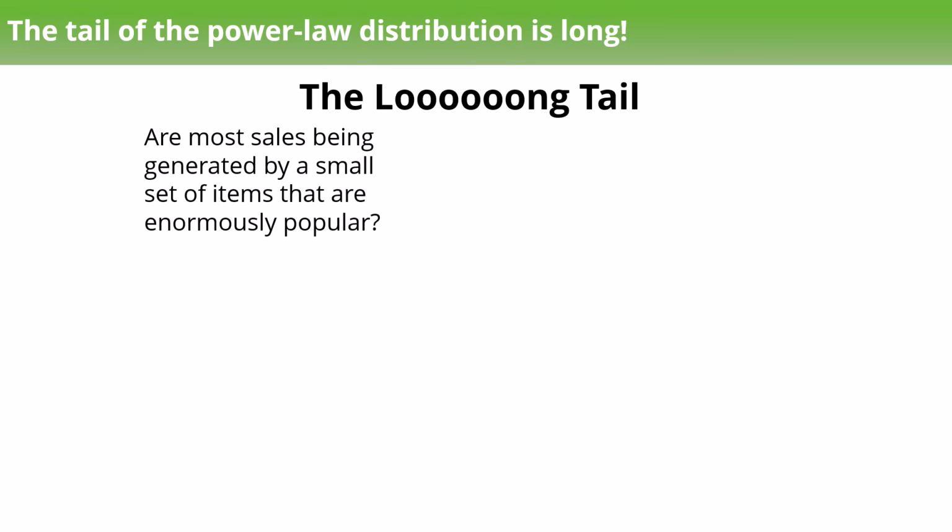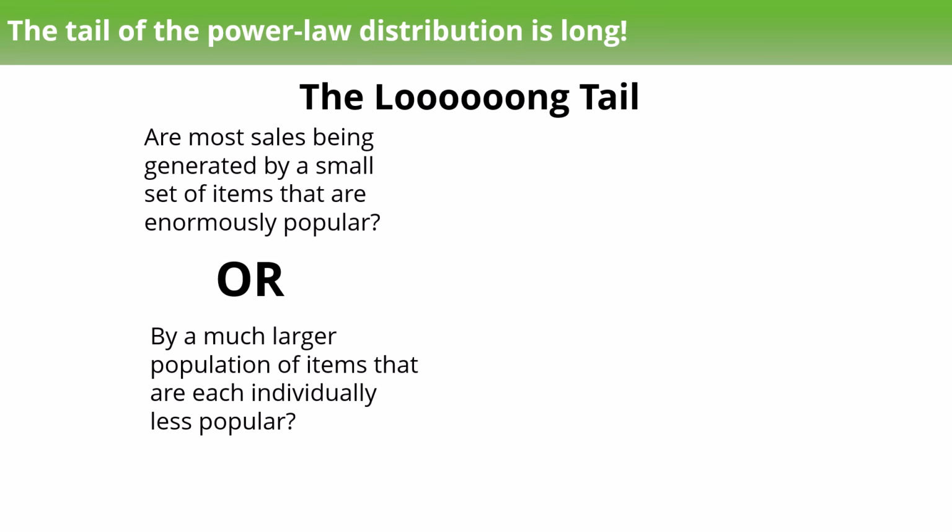The next one is the long tail. One of the most important consequences of power law distributions is the long tail. A common assumption is that most sales come from a few very popular products. But the long tail theory says a huge number of less popular products can collectively generate significant sales. Amazon example.